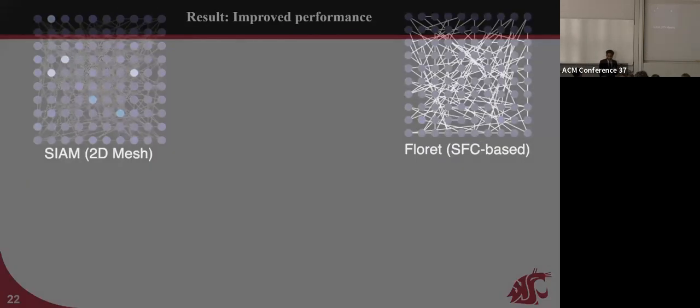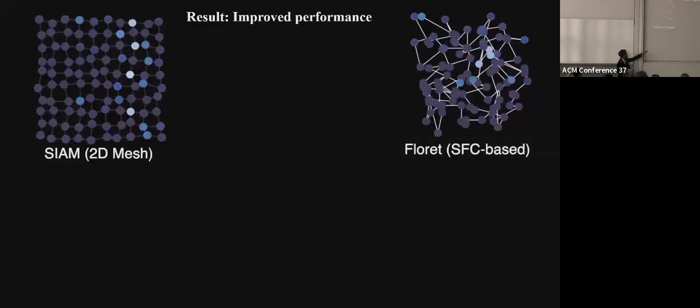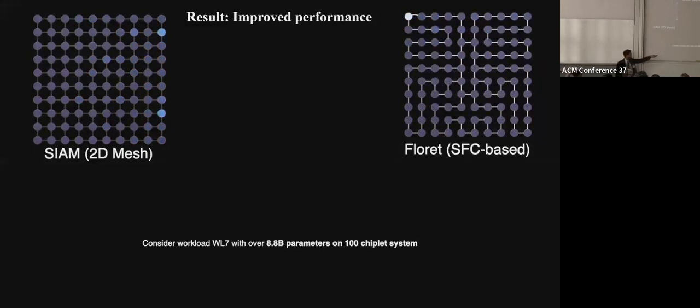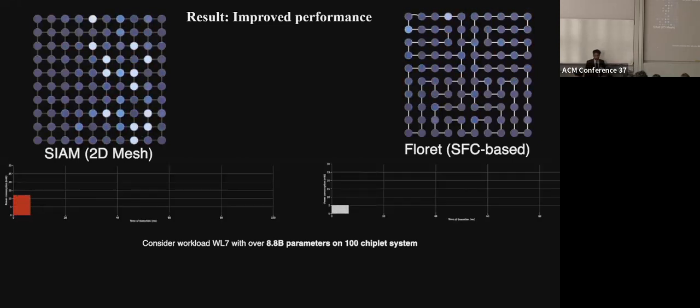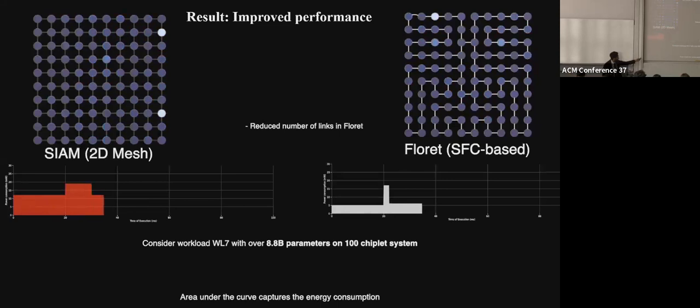I have a visualization showing the difference in improved performance. This is SIAM standard in NVIDIA, and this is FlowRate, where you can see fewer links. Let's look at power versus time of execution. For the same workload, with no pruning and no quantization, both have the same traffic. You can see the power consumption is higher in the case of SWAP as the time of execution goes by.